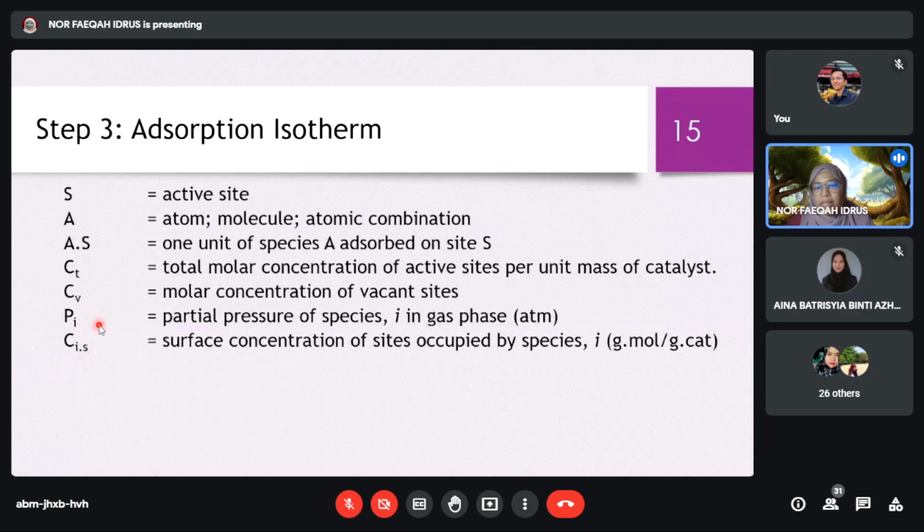The i here represents any species. So if you have species B, it becomes PB. Here the adsorbed species is B dot S. Therefore, the concentration is C B dot S. So later we will look at how to use all these terms.